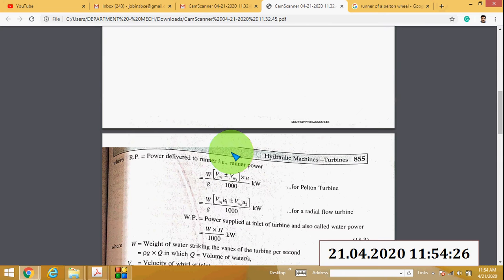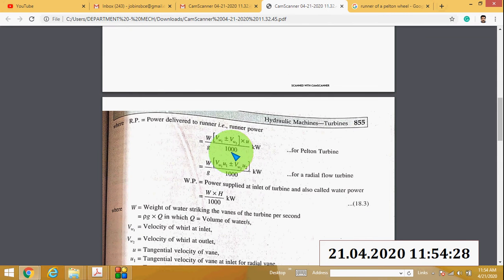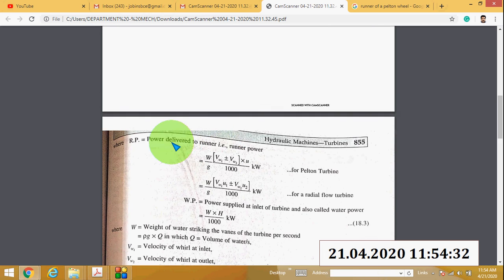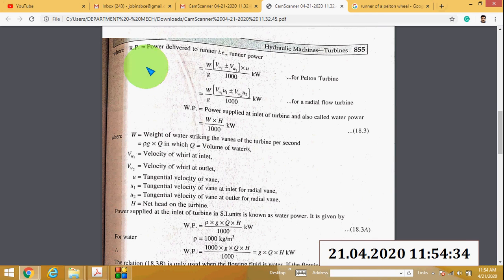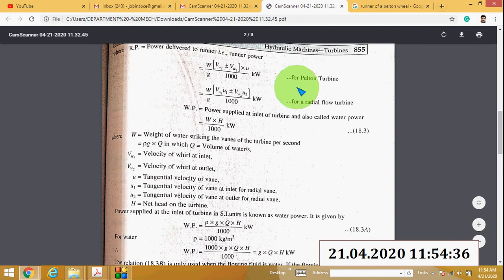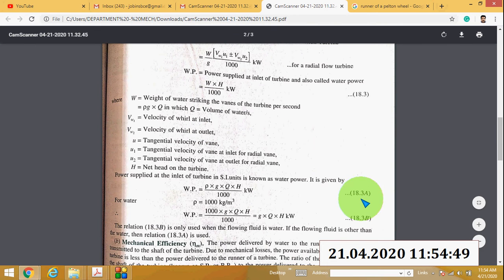So here we are not solving any problems, so that's why I am not discussing any equations. There are some equations for runner power. For a Pelton turbine, the equation of runner power is this, and for a radial flow turbine, the equation of runner power is this. So the water power equation is equation 18.3a.